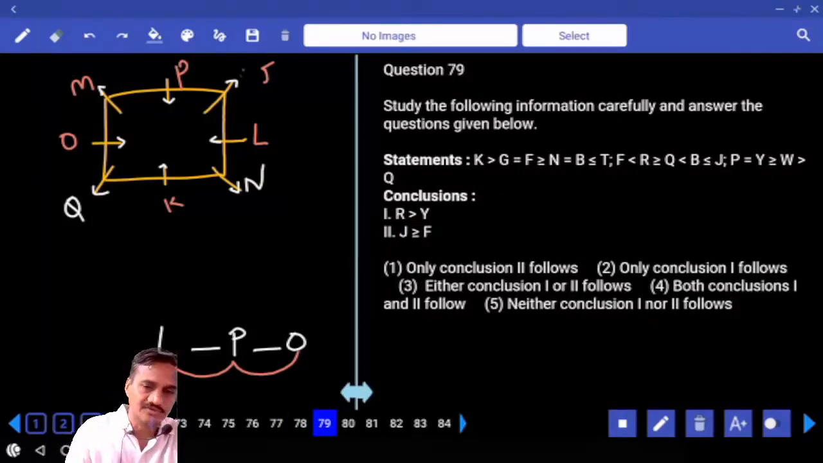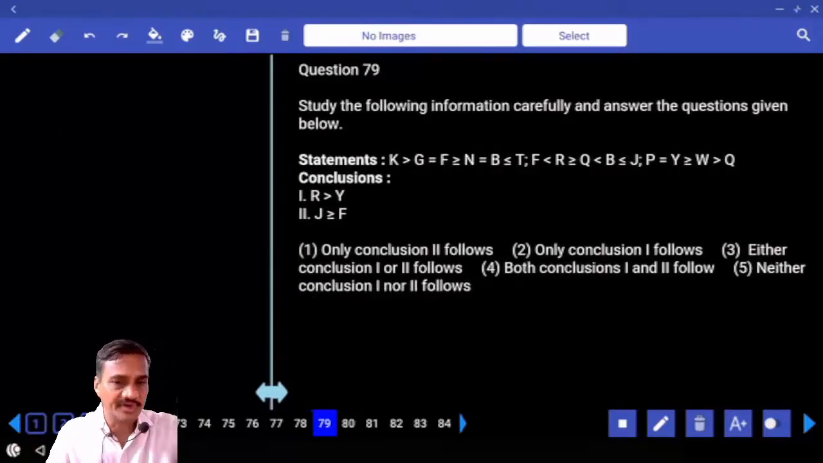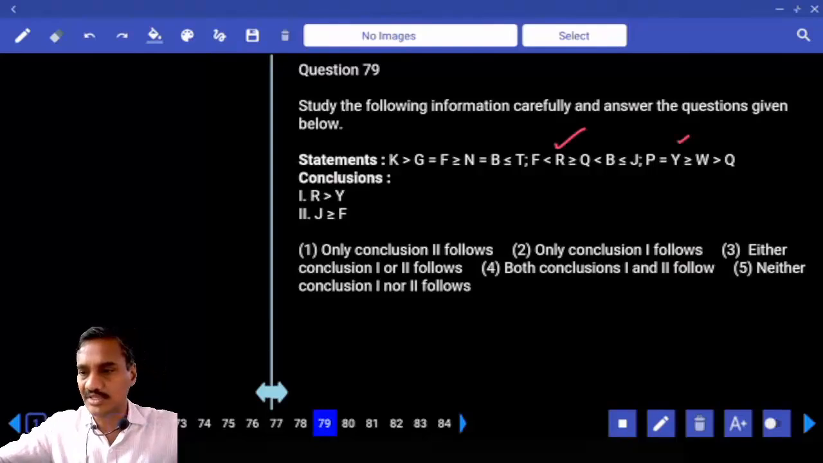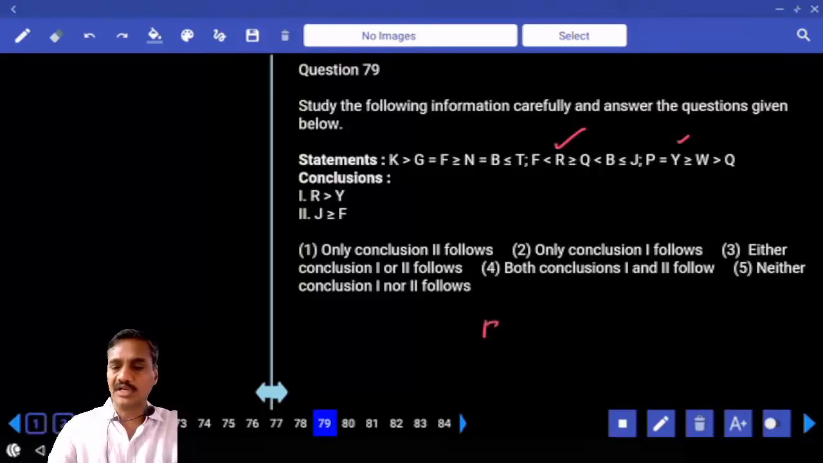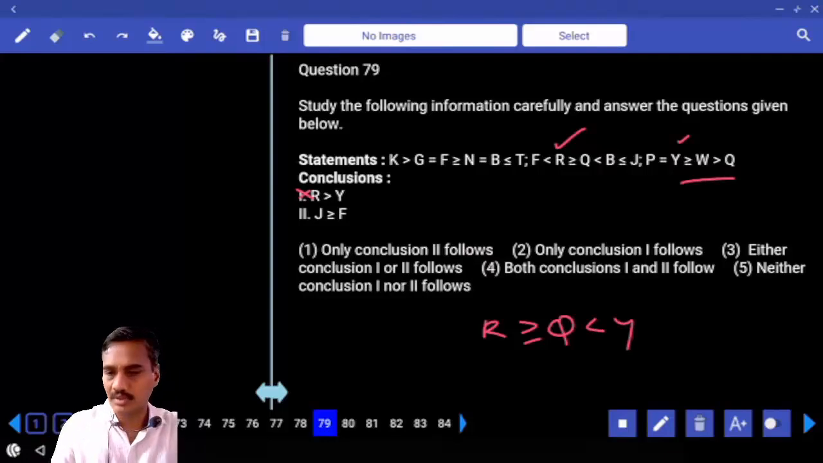Then 79 onwards, they are based on coded inequalities, the relation between R and Y. R is here and Y is here. Which element is common here? Q is common. Hence R greater than or equals to Q, and at the same time Y greater than Q, Q lesser than Y. Hence two opposite symbols, no relation.